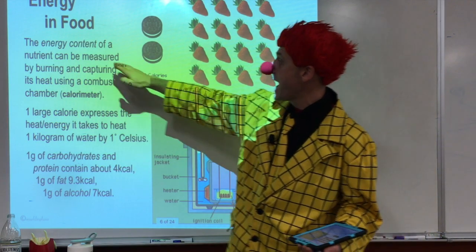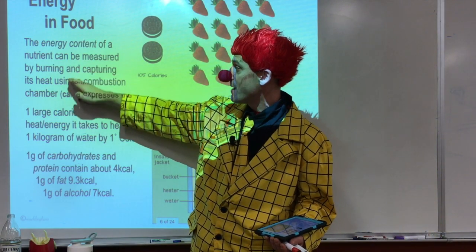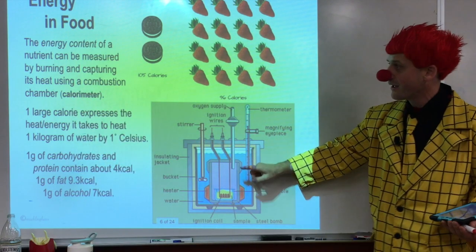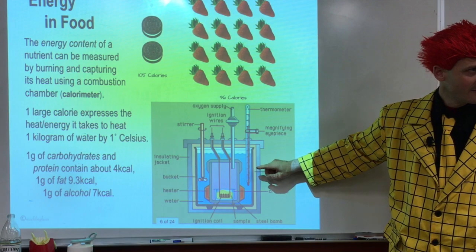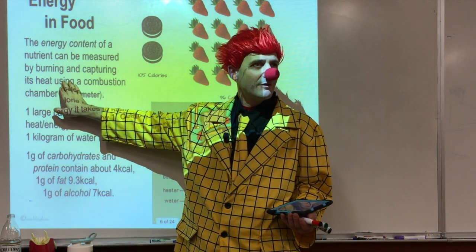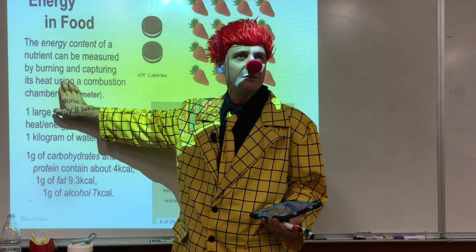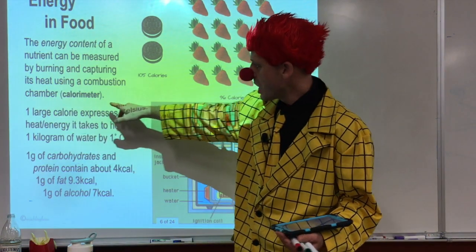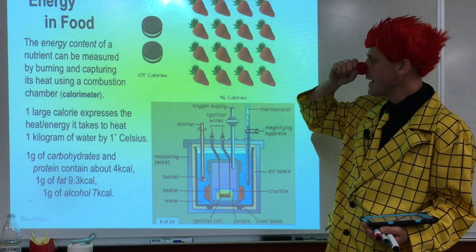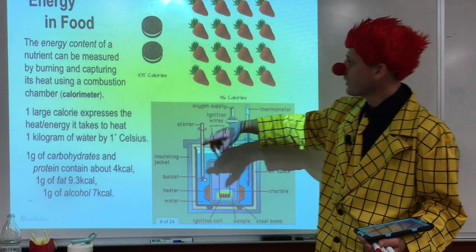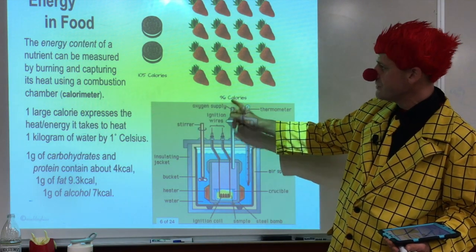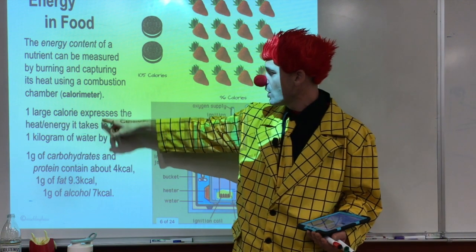A calorie is the energy content of a nutrient. It's measured by burning and capturing the heat using a combustion chamber, a calorimeter. Whenever you see the word meter at the end of something, you know it's something measuring something, because it comes from the distance meter. It would be kind of hard to say calorie millimeter. But basically they burn it and measure the heat.